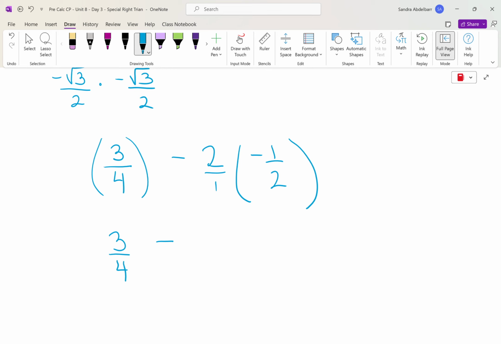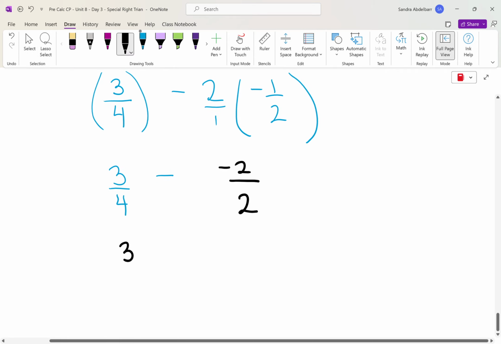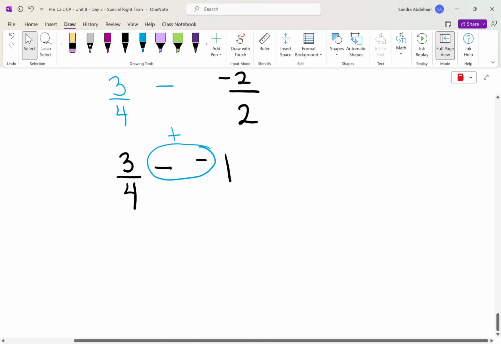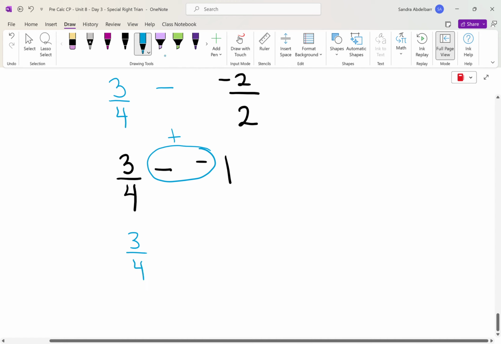So let's keep going with this algebra. Now, do you like cross simplifying, or do you just multiply across? You multiply across. So if you multiply across, 2 times negative 1 is negative 2. 1 times 2 is 2. But what's negative 2 divided by a positive 2? Negative 1. So now we have 3/4 minus a negative 1. What does this double negative make?